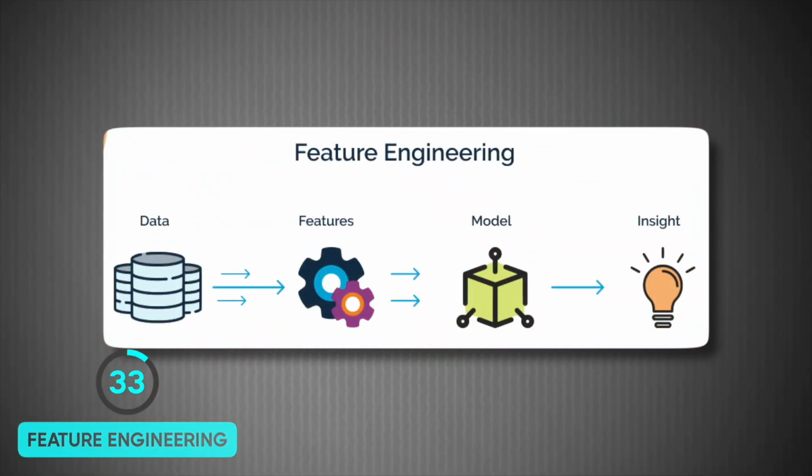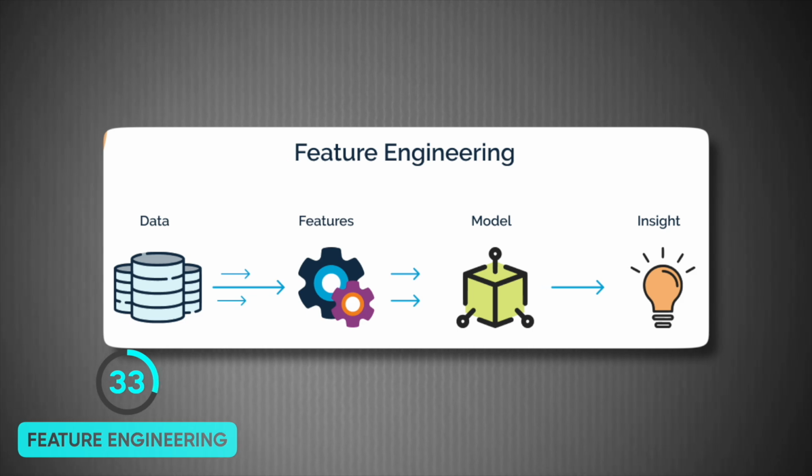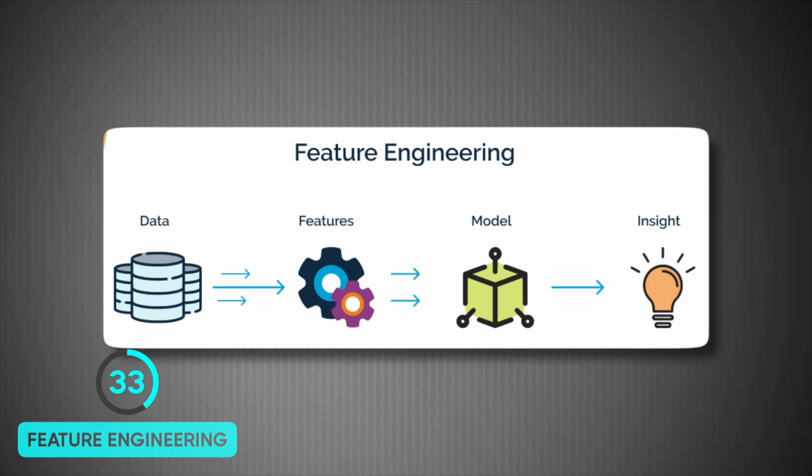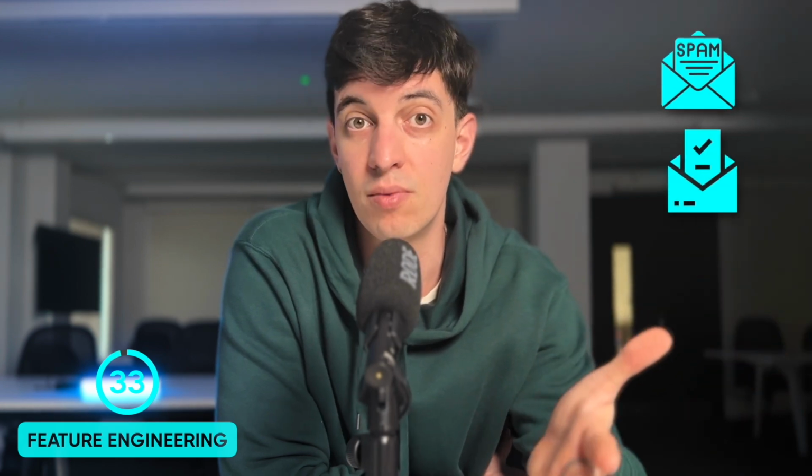So feature engineering is the process of selecting, transforming, and creating new features from raw data to improve machine learning model performance. So in email spam classification, features like email length, number of exclamation marks, and presence of certain keywords can be engineered to help the model distinguish between spam and legitimate emails.